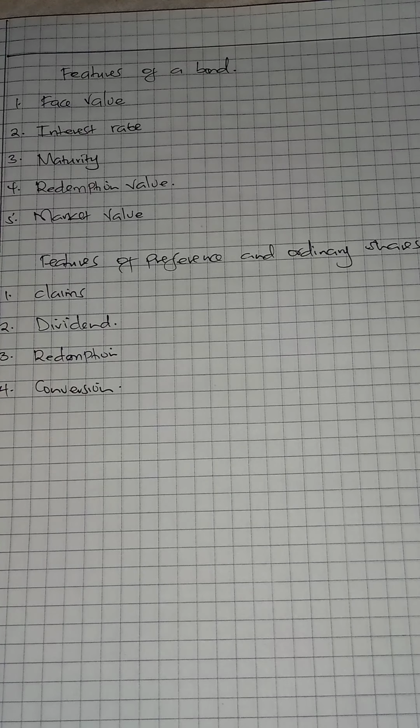Then the last one is about the conversion. A company can issue convertible preference shares. That is, after a stated period, such shares can be converted into ordinary shares. Let's say you have those convertible preference shares for a period of 5 years. After the 5th year elapses, it can be converted into ordinary shares. So those are the features of a bond together with the features of preference and ordinary shares.